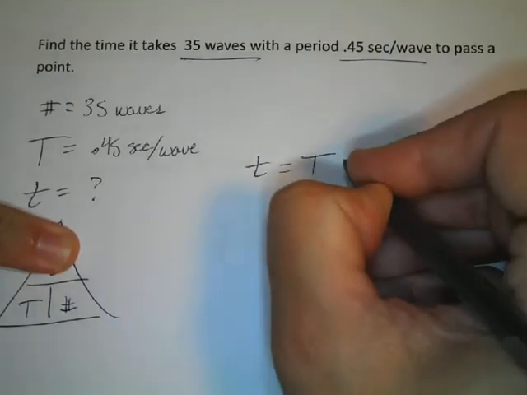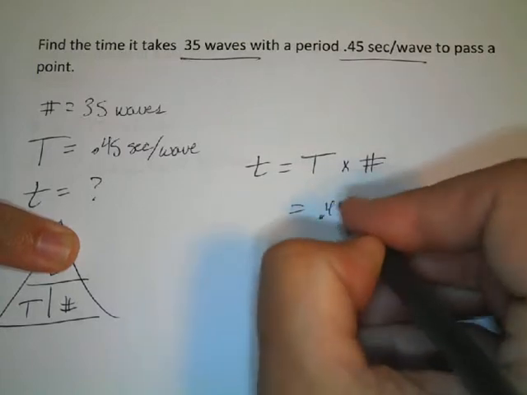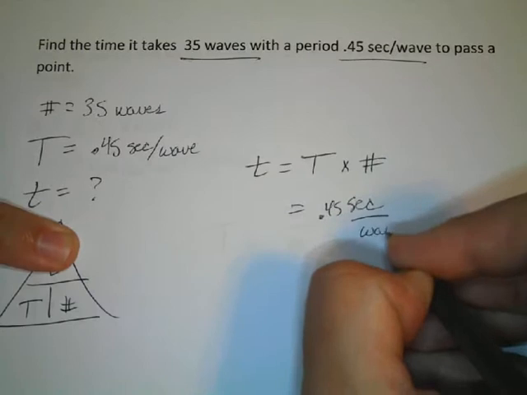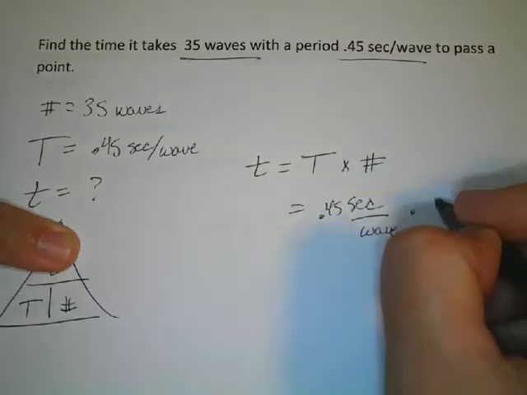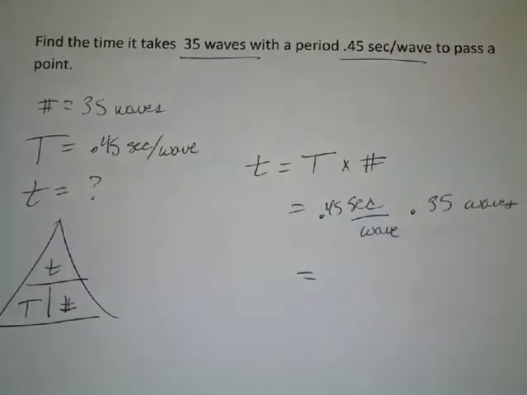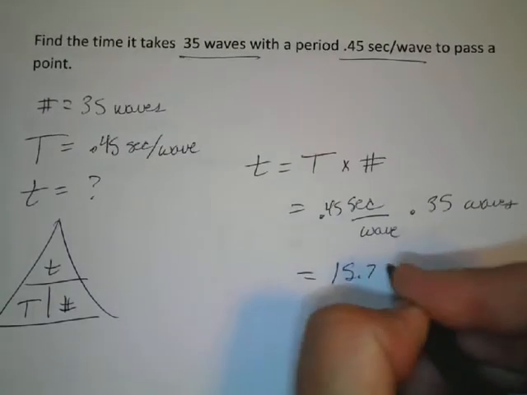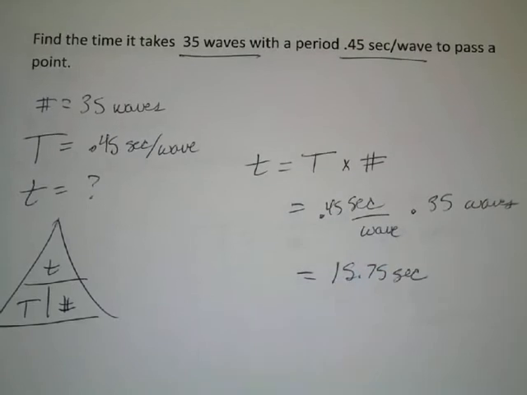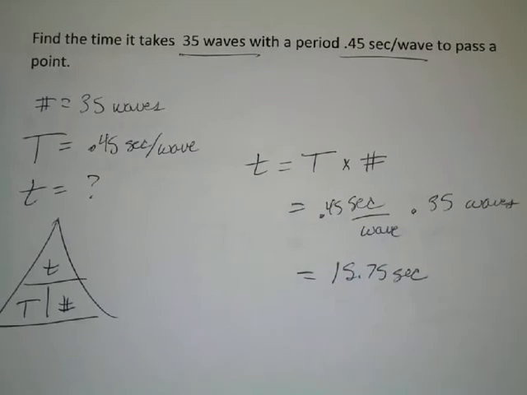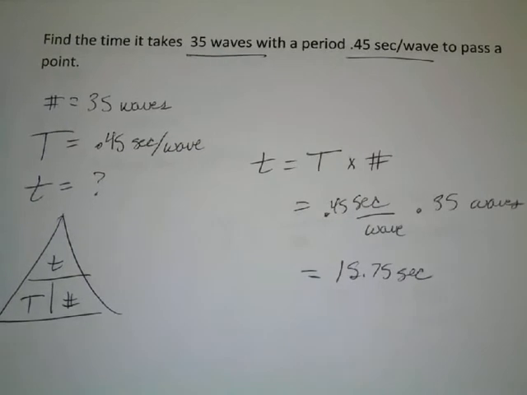So let's plug everything in. My period is 0.45 seconds per wave, and my number is 35 waves. Multiply all that through, and I get 15.75 seconds. So 15.75 seconds is what it would take for those 35 waves to pass me with that period. Okay. Straightforward. Look at what's given to you, figure out what you need, find the equation, plug in the numbers.